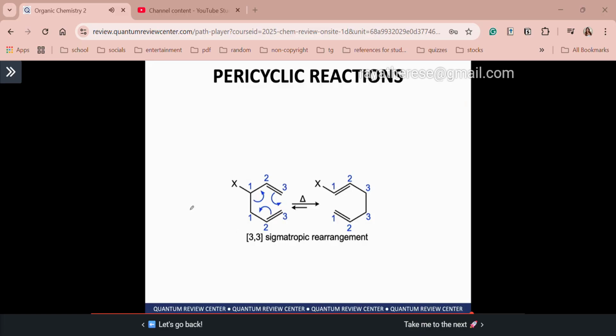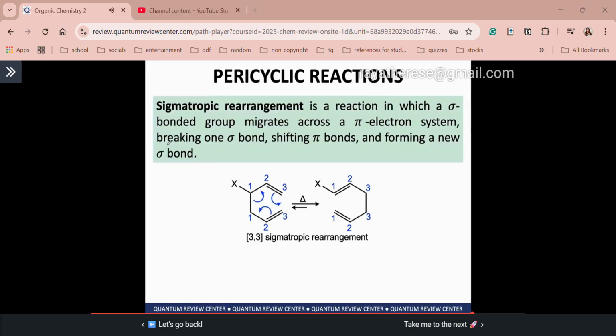In particular, we have here the formation of your 3,3 sigmatropic product. So for your sigmatropic rearrangement, if in cycloaddition pi bonds are broken, here we have a migration through our sigma bonds. Let's read. Sigmatropic rearrangement is a reaction in which a sigma bonded group will migrate across your pi electron system, resulting in the cleavage of one sigma bond, shifting of your pi bonds, and therefore the formation of a new sigma bond. Class, let's discuss that slowly.